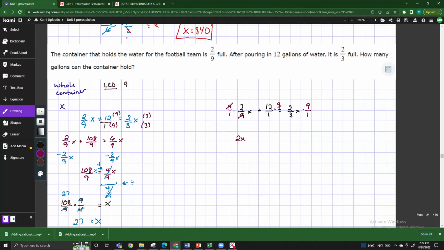9 times 12 is 108 still. I know my 12s just because of feet and inches. Equals, and then 3 goes into 9 3 times. 2X times 3 is 6X. Okay, get the X's together. Minus 2X, minus 2X.